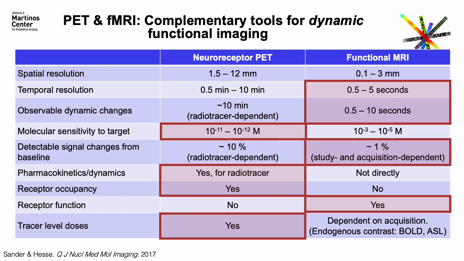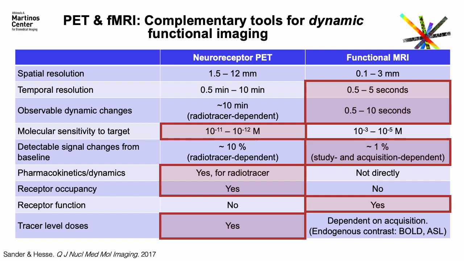Of course, compared to that, functional MRI has a better temporal resolution and can observe dynamic changes at a relatively high resolution. But detectable signal changes from baseline are also steady and acquisition dependent, and in most cases, the measurements are not quantitative as opposed to PET measurements. But again, each of these modalities brings its own strengths.